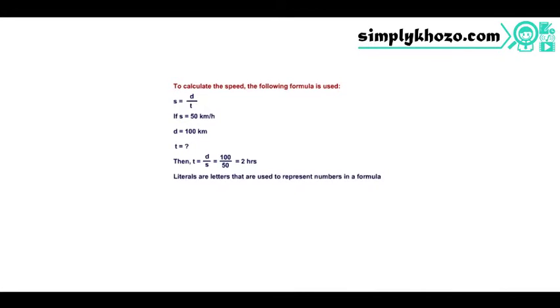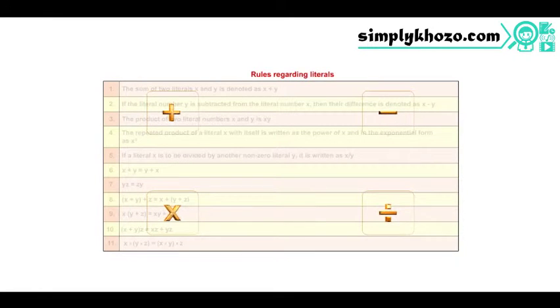Literals are letters that are used to represent numbers in a formula. These letters are referred to as literal numbers or literals. Since literals represent numbers, they must satisfy all the rules and properties that are implemented on numbers, like plus or minus signs, all arithmetic operations like addition, subtraction, multiplication and division of numbers.